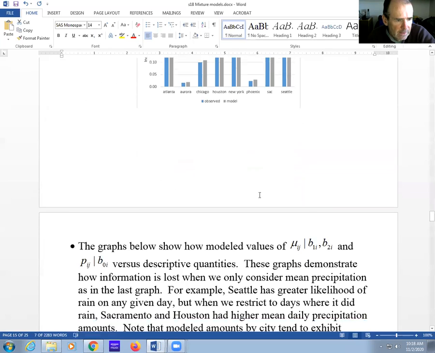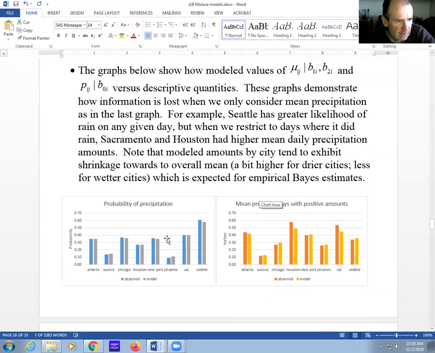Okay. Now the last thing I want to show you is we can get probability of precipitation, and then we have mean precipitation on days with positive amounts. So we're breaking down the information here into pieces, and it gives us interesting information, right? So we know that Seattle has much higher probability of precipitation. But if you look at the mean precipitation on days when there was precipitation, it's not as high as Houston and Sacramento. And what is that telling us?